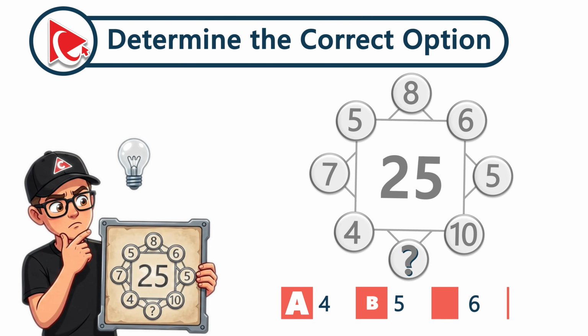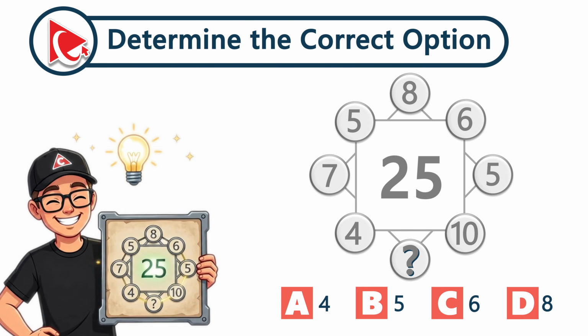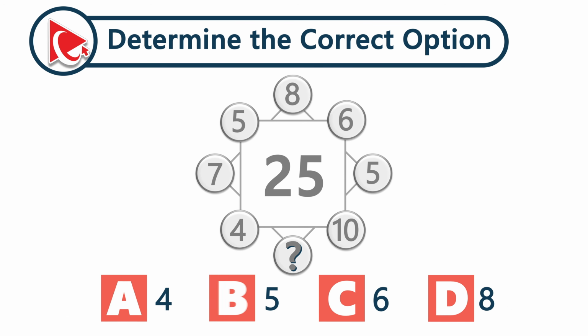Here's the classic assessment-style missing number question. And I love those because the answer is hiding in the pattern. You're presented with the series of numbers. Let's start with the number in the middle, which is 25, and then continue at 7 o'clock. 4, 7, 5, 8, 6, 5, 10, and then comes the missing number, which you need to calculate and select your answer out of 4 possible choices. A, 4, B, 5, C, 6, or D, 8.